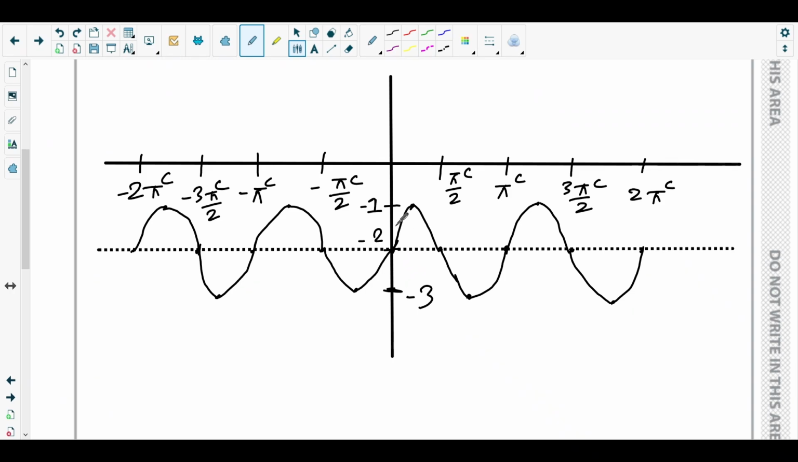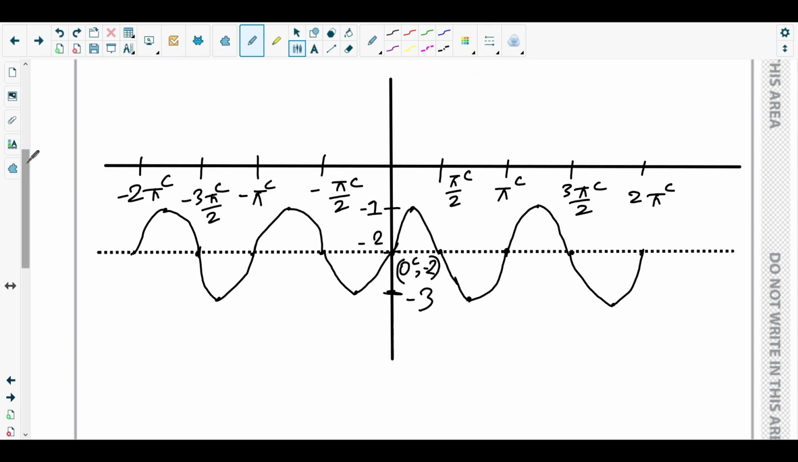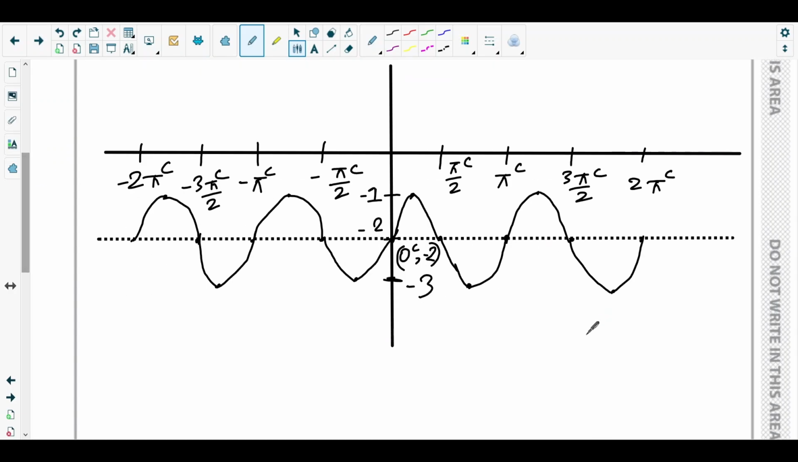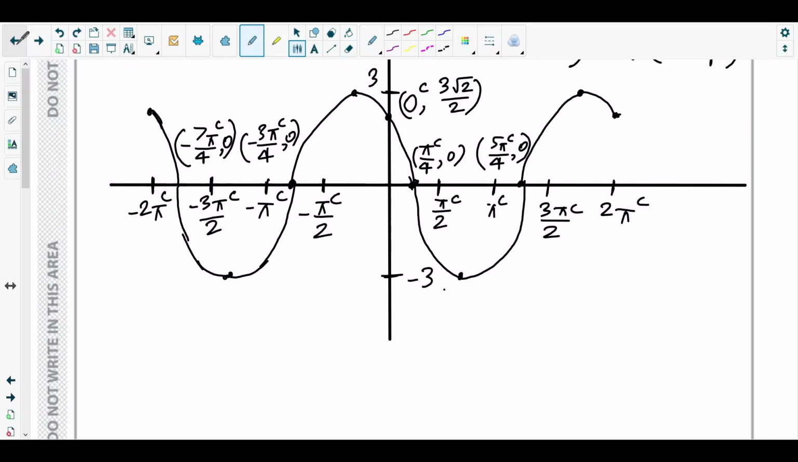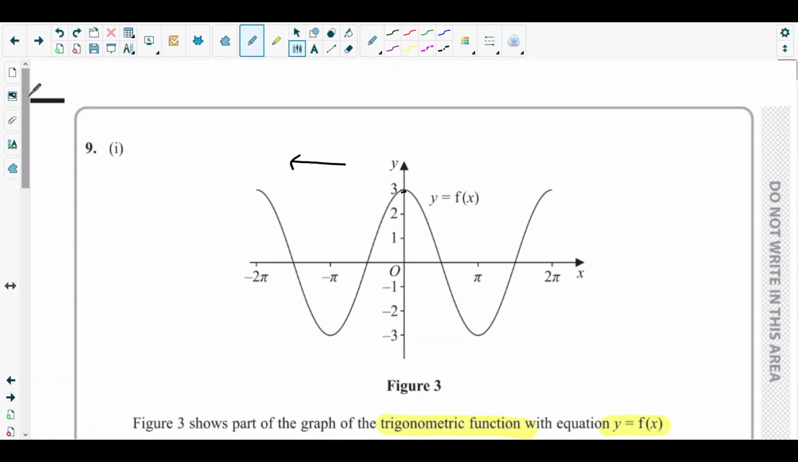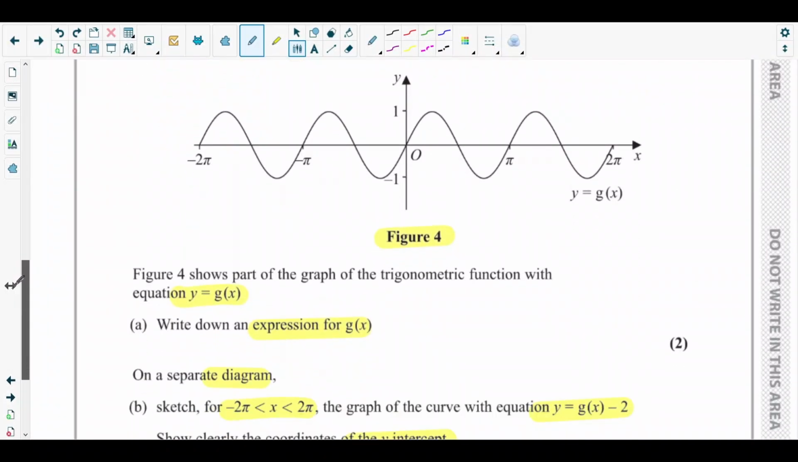So it is intersecting the y-axis. The question clearly mentions that you have to mention the y-intercept. So at 0 radian, the y coordinate is negative 2. That's it. Done. That's the sketch of y equals g of x minus 2. So this is the sketch for y equals g of x minus 2, and that's the end of question number 9. Fine.